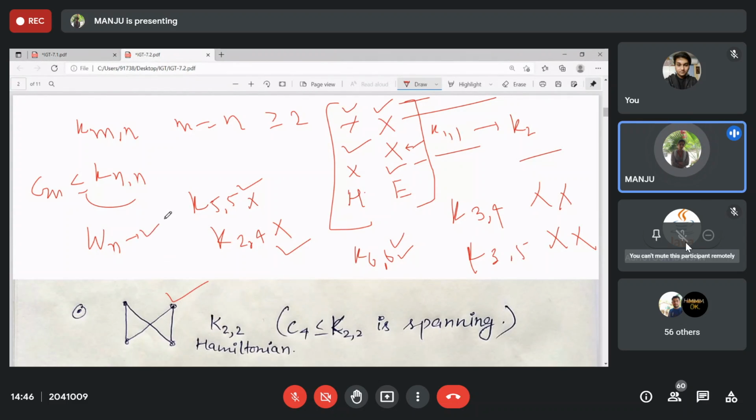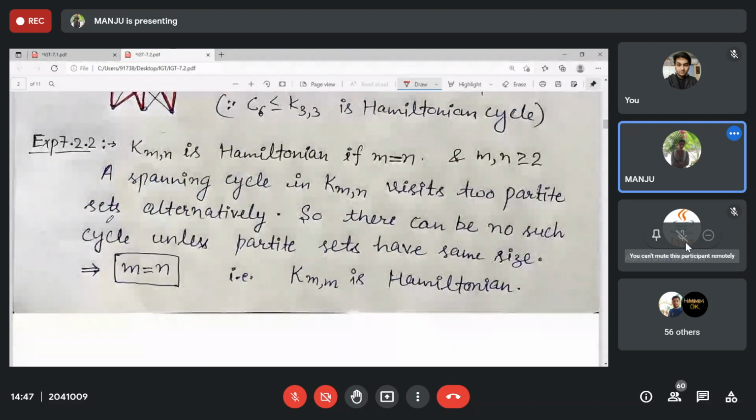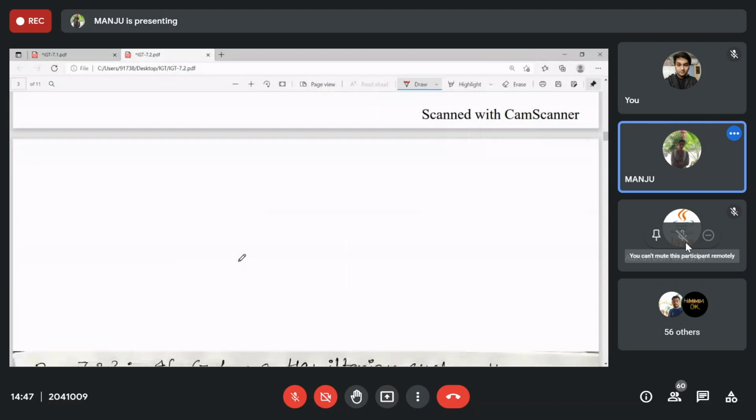And what about the wheel? In general it is Hamiltonian. Kn also in general is Hamiltonian, but Kn with n odd is Eulerian. What about the wheel? Is it Eulerian? This cannot be Eulerian, right? The wheel is never Eulerian. You have degree 3 in the wheel. Except one vertex, all other vertices have degree 3.